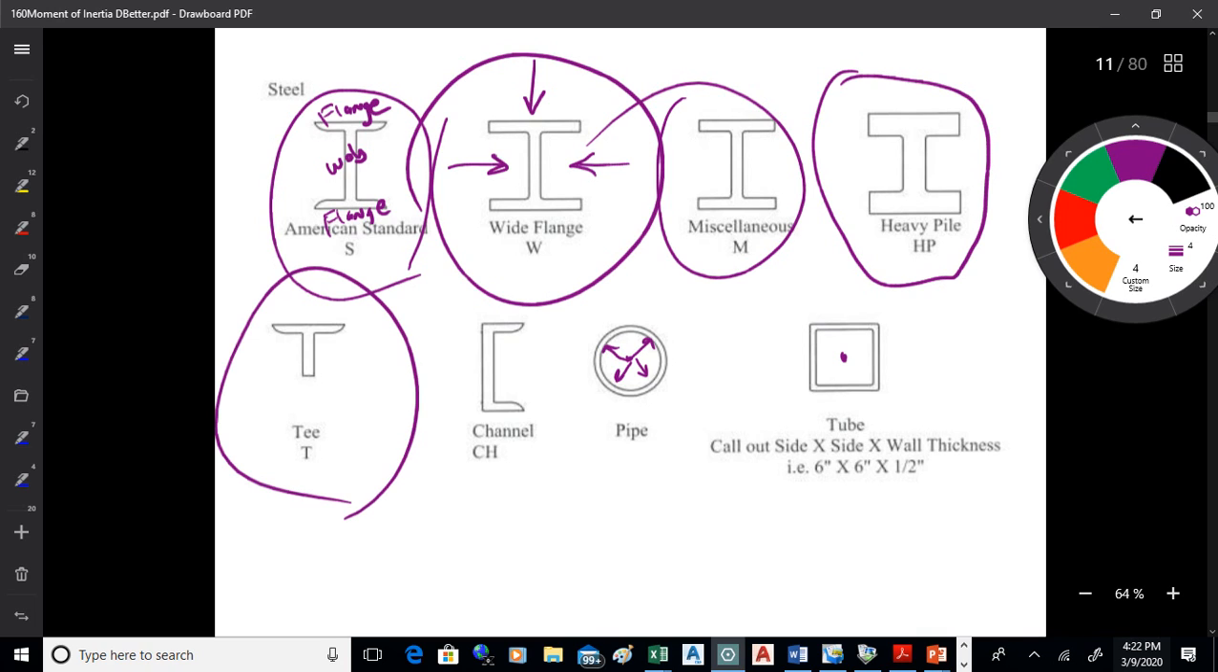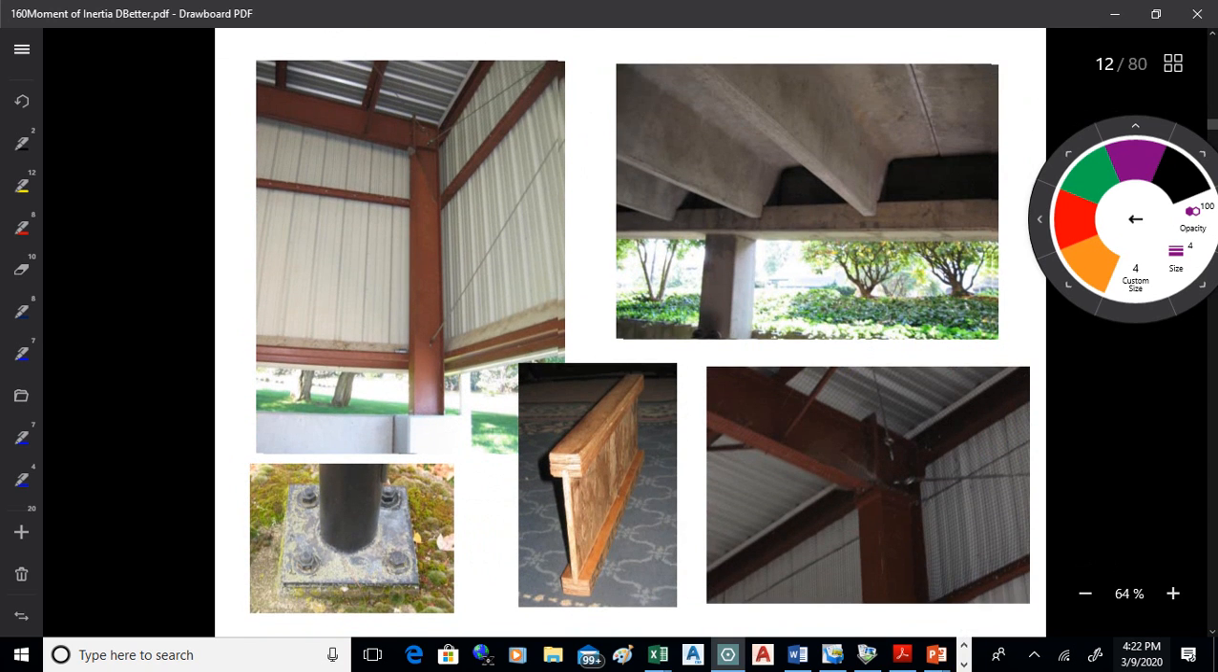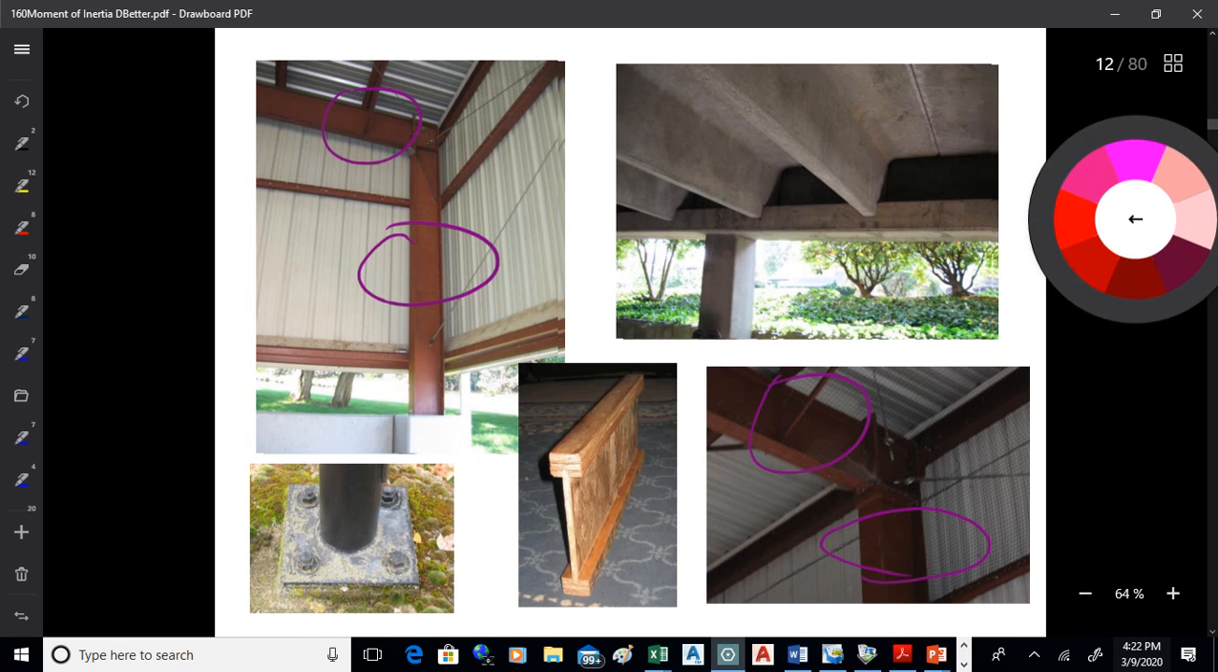Okay, T-beams are half of an I. You cut them in half. Channels are half cut the other way, and tubes and pipes are used for columns. Okay, so there's some pictures of some structures. You see the I column and I beam there. Kind of hard to see it, but a little bit better view right there.